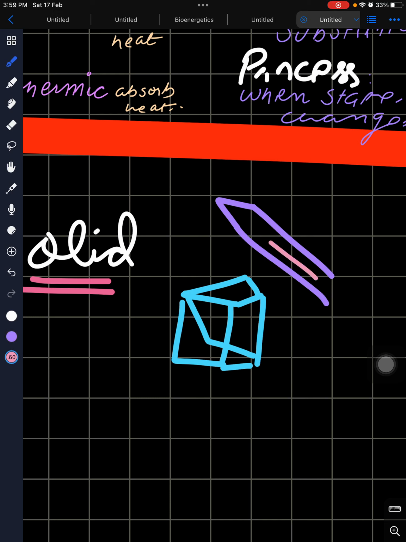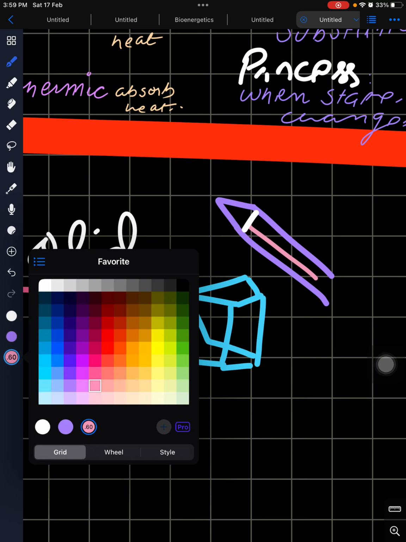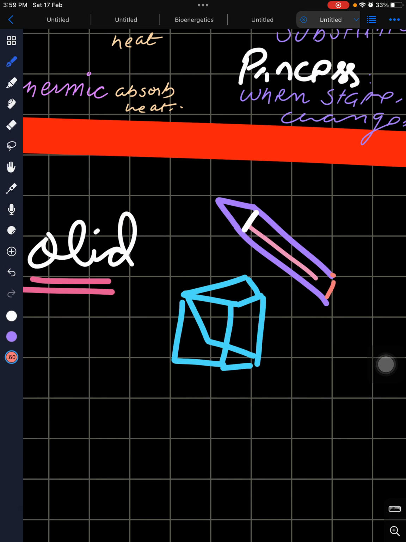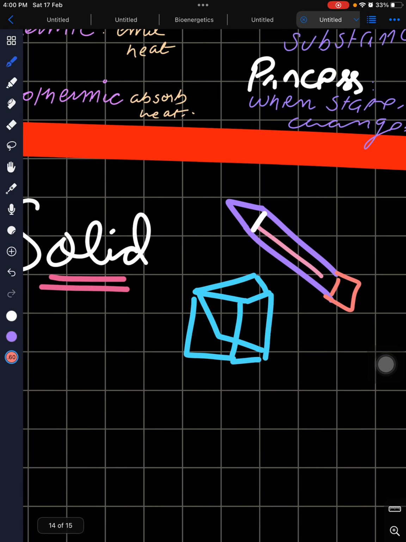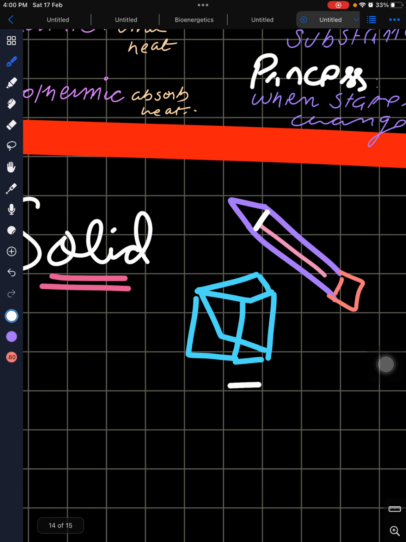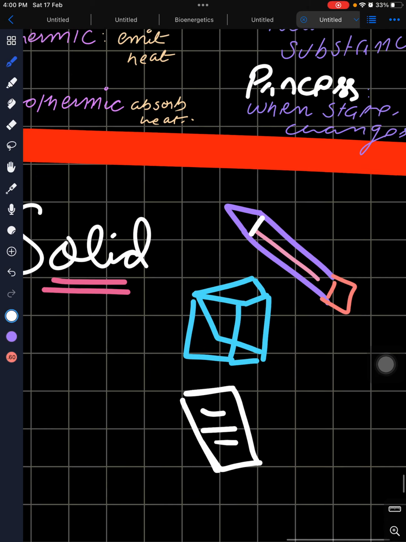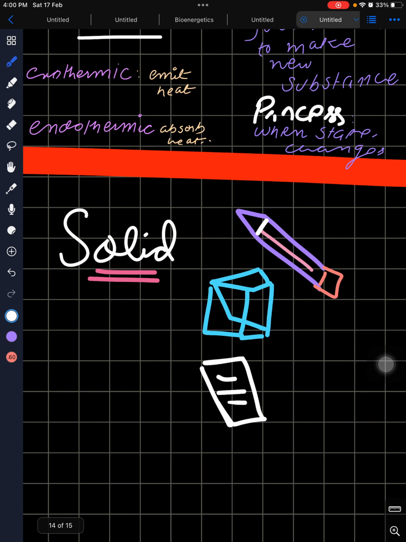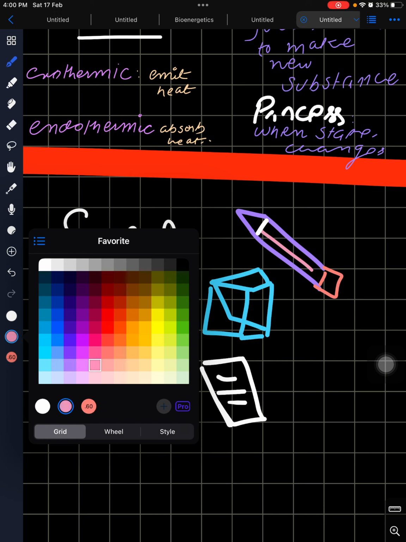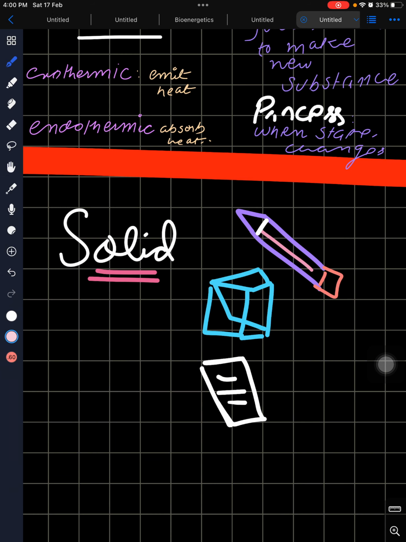I like moving towards things that are actually in my surroundings. A pencil, or what else? A paper. These are some examples of solids that we can work with, and now we will finally move towards the properties of solids.